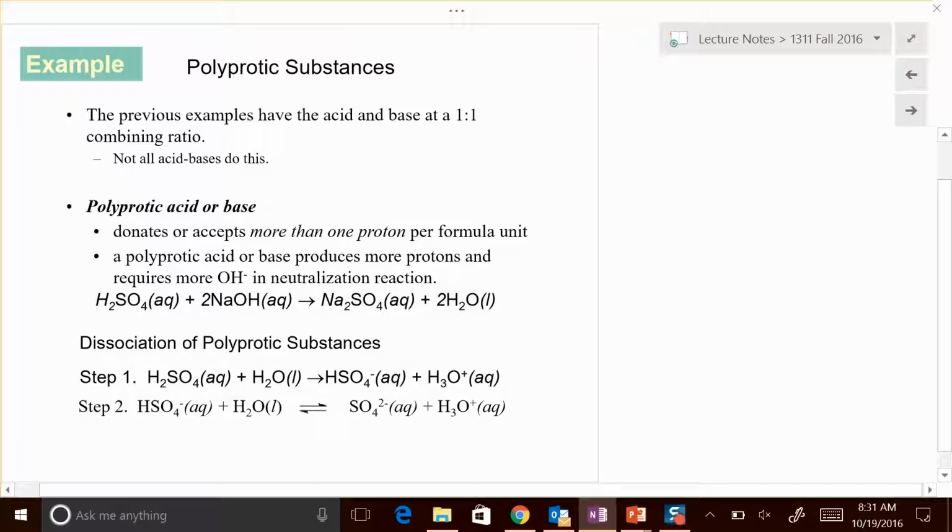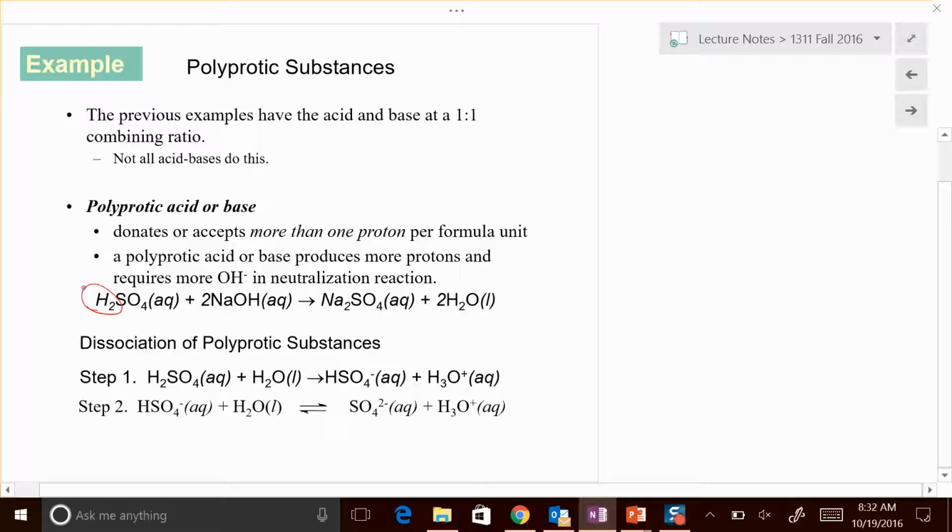Now, polyprotic substances means that you have an acid like H2SO4. And H2SO4, if you notice, has two hydrogens associated with it. So that makes it a little different when you do the calculation for the concentration here. Because what we were just doing, we were finding the calculation based on a 1-to-1 ratio. One acid for one base, right? But here, that's not exactly the case.